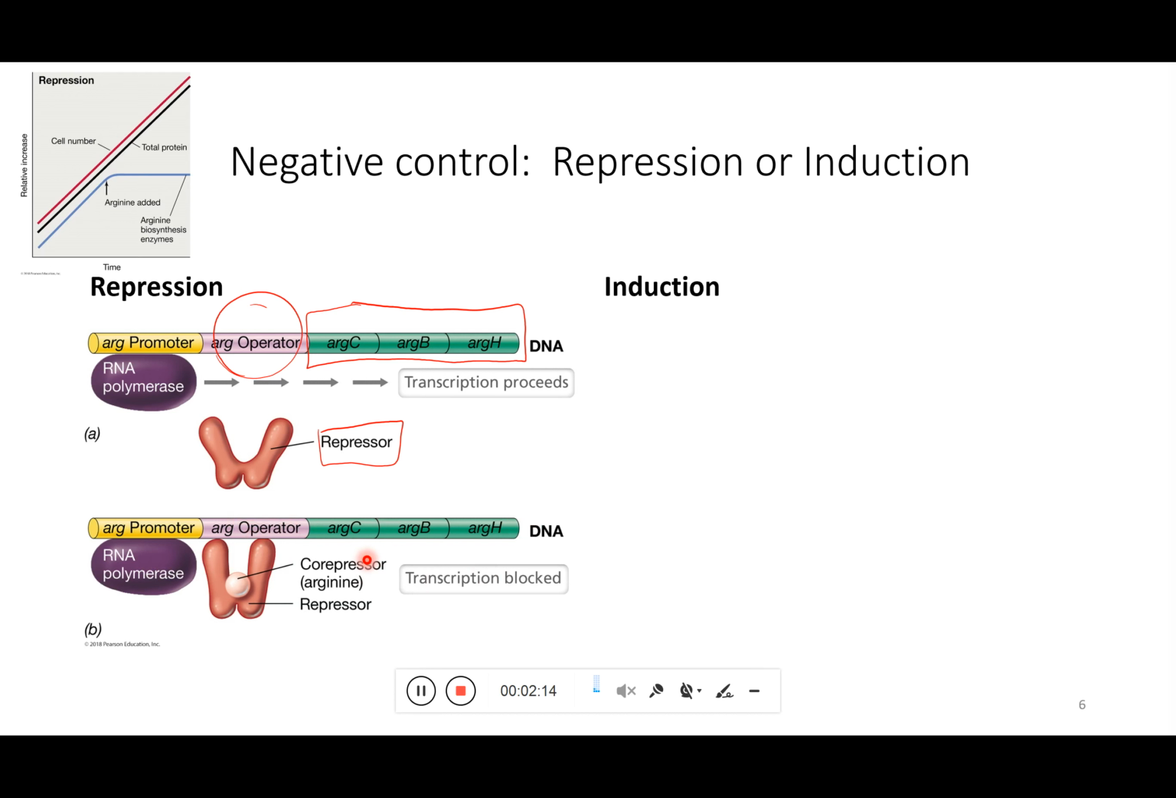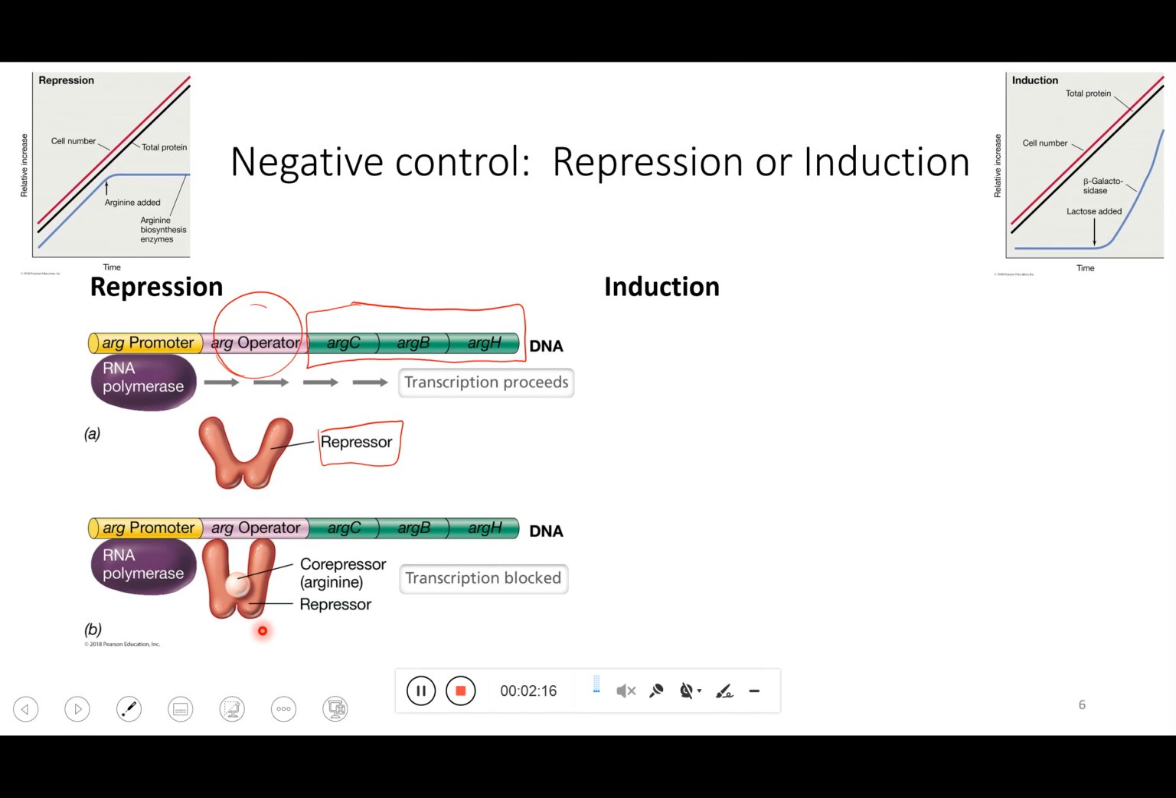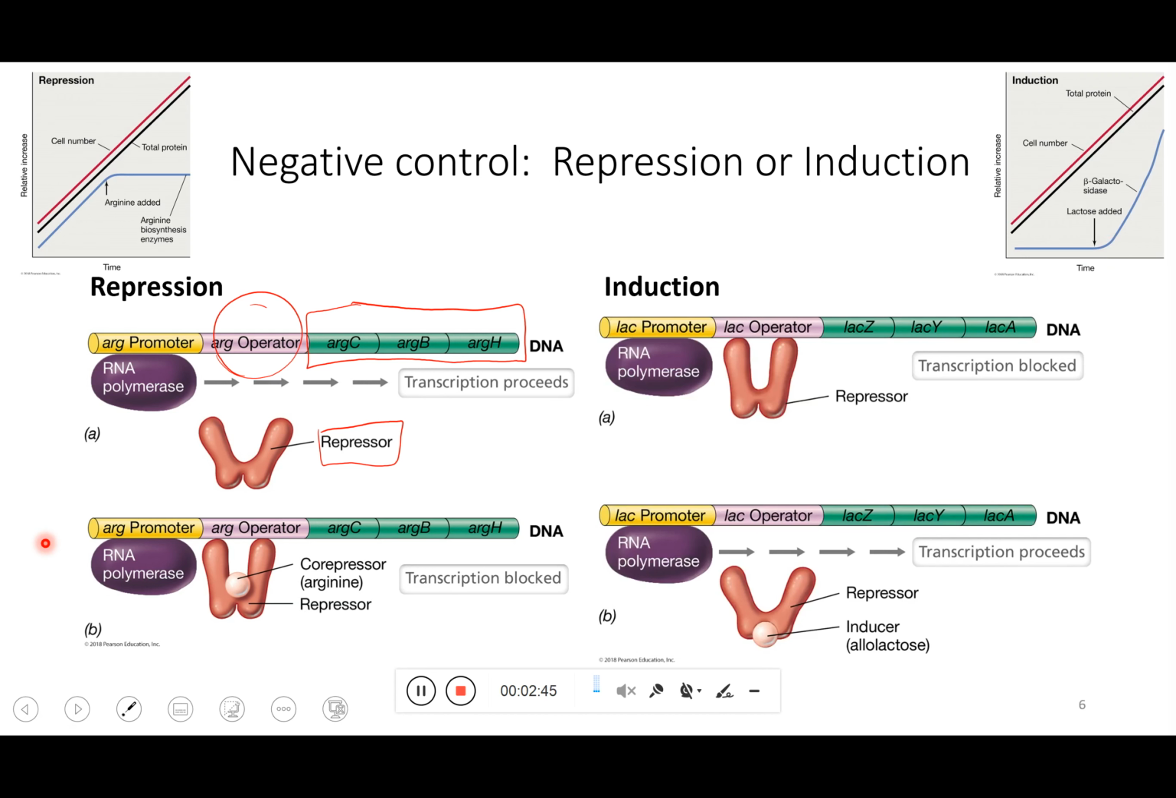The same idea can occur in an induction situation. So here, we typically don't need lactose catabolized because a lot of times lactose is not present. But if lactose is added to the media or to the environment, then we could turn on the lactose catabolizing genes. So in the induction state, it's typically off, it gets turned on. In the repression state, it's typically on, but gets turned off.